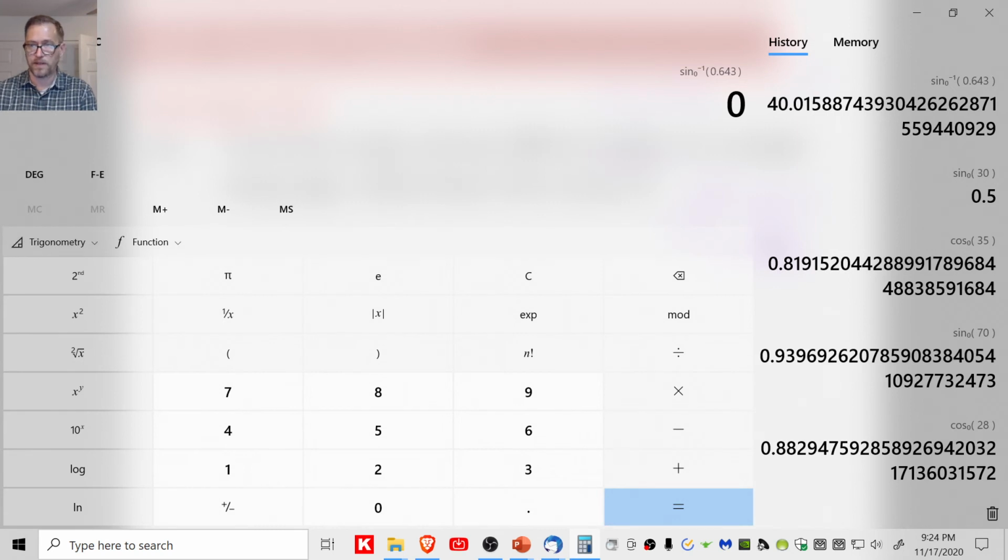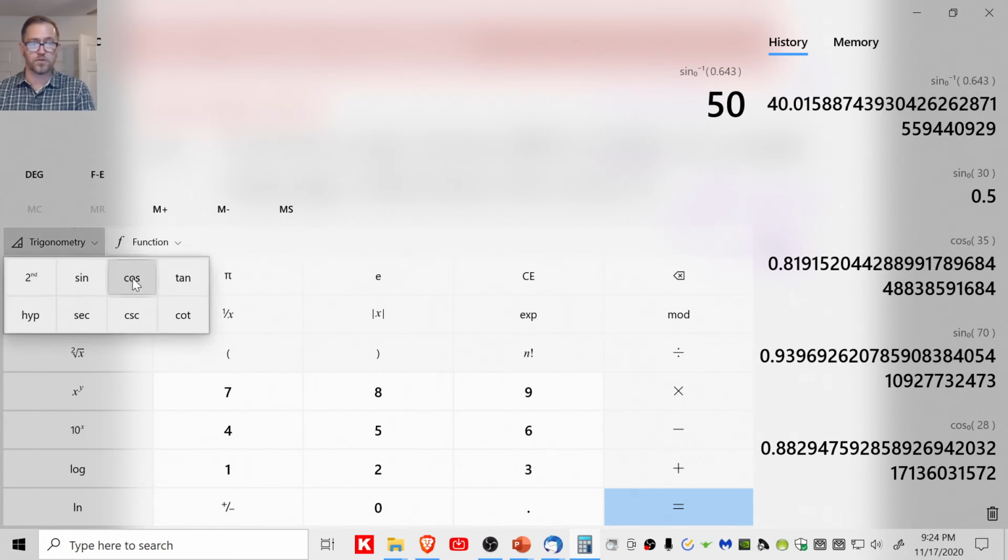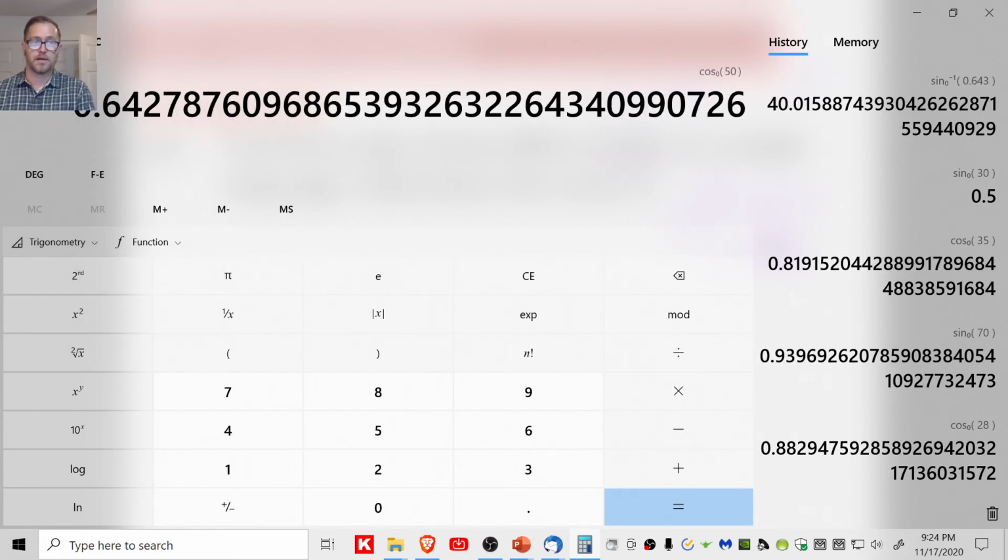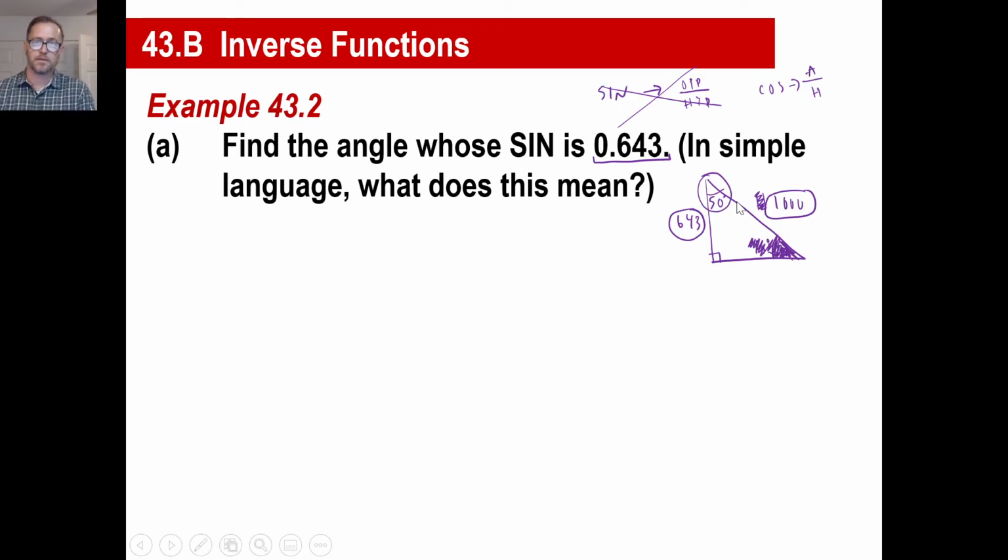So okay, here, 50, I just typed in 40. And then, excuse me, we'll go cosine. Well, look at that. The cosine of 50 is 0.642, I mean basically 0.643. Well, that just proves we did it right. So you don't have to be worried about, oh no, which one should I use? Whatever one you want, whatever one you can do. If you have two choices, pick one of them, who cares?